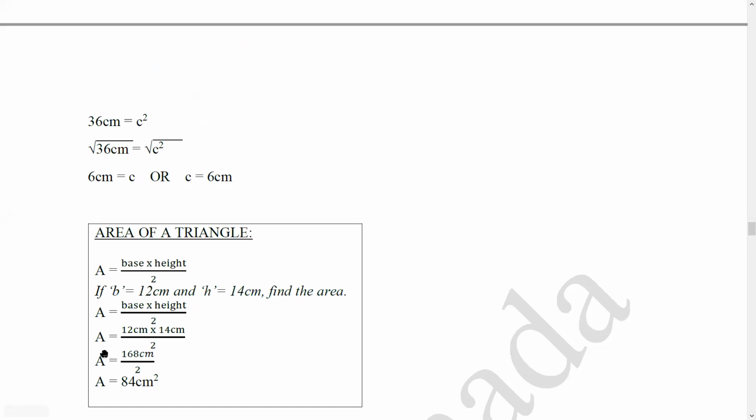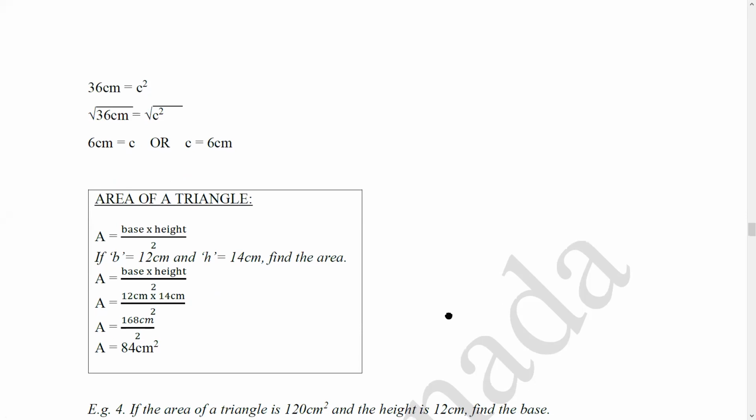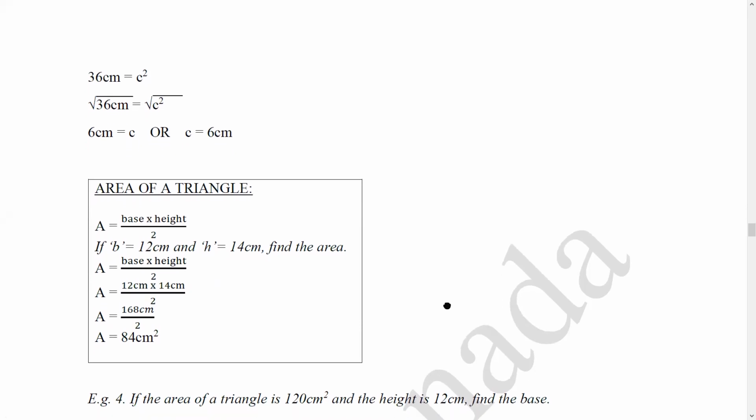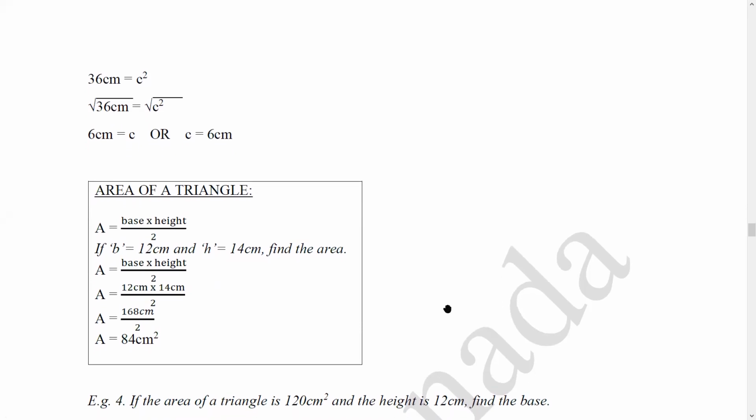So base by height is 12 by 14, which is 168, and of course it's divided by 2. So 168 divided by 2 is 84 centimeters squared. All right, that's the area of a triangle. Remember, the area of a triangle is base by height over 2, or you can say a half multiplied by base by height, right? Which will look something like this.